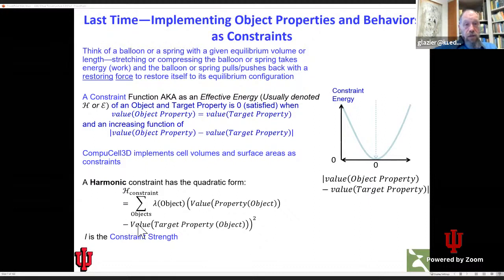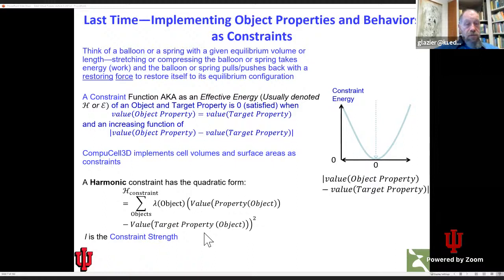A harmonic constraint always has the form of lambda. You'll see a lot of lambda volume, lambda surface, lambda this and lambda that. Lambda is the strength of the constraint. The bigger the lambda, the stiffer the spring. The bigger the lambda, the stiffer the membrane of the balloon. And then some scalar quantity, which is a property which depends on the configuration of the object, for example, the volume of the balloon. And a target number for that value.